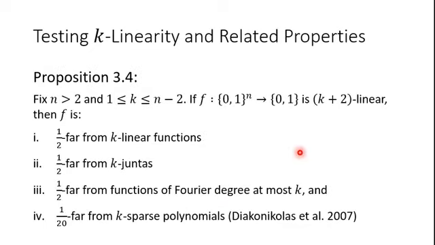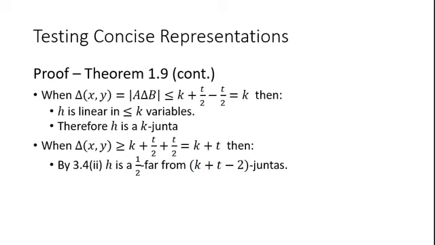So here in this proposition we are interested in number 2. We saw this earlier, so we can see that if f is a k plus 2 linear function with these conditions, then it is half far from k Juntas. In our case, we have k plus t, and not k plus 2. And so to get this relationship, we just need to deduct 2. It's just the same. So we get k plus t minus 2. So it's half far from k plus t minus 2 Juntas. So this is what we got here.